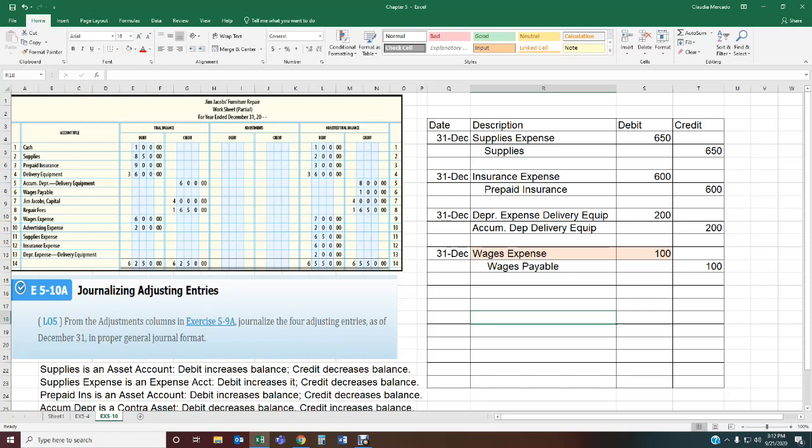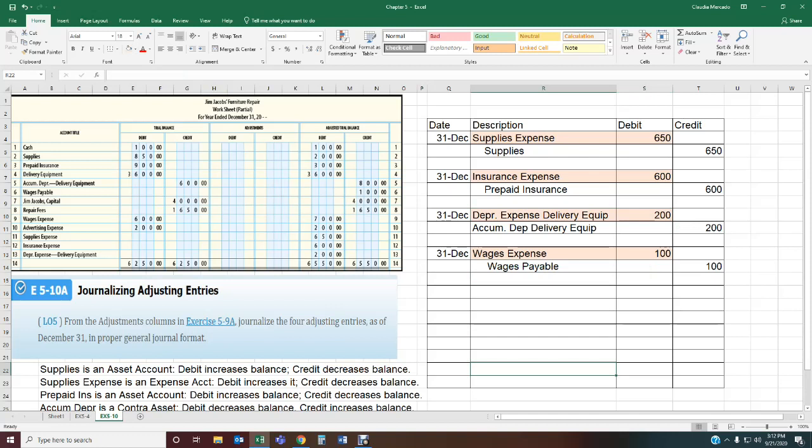Supplies expense, we went from 0 to 650. My supplies expense entry was done over here. Insurance expense was 0, and then we had an ending balance of 600. So we had insurance expense right here of 600 that we've already accounted for. And then depreciation expense, we had 0, and now we have 200. So that has been recorded as well. So now we have 4 adjustments that were done.